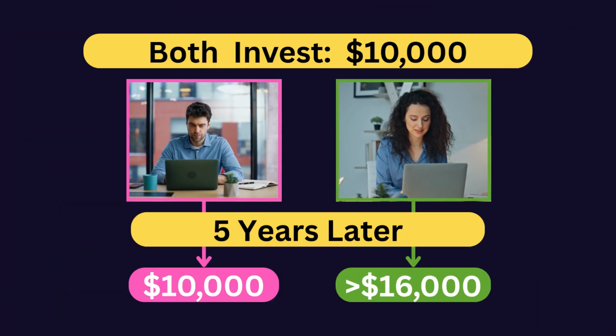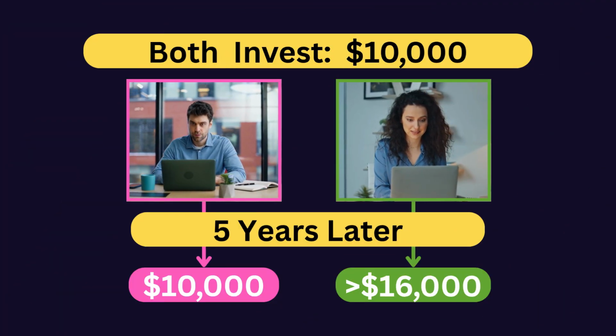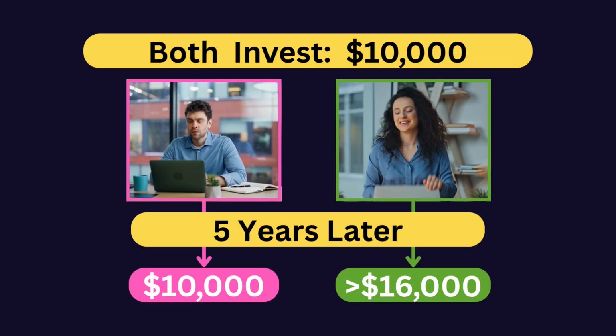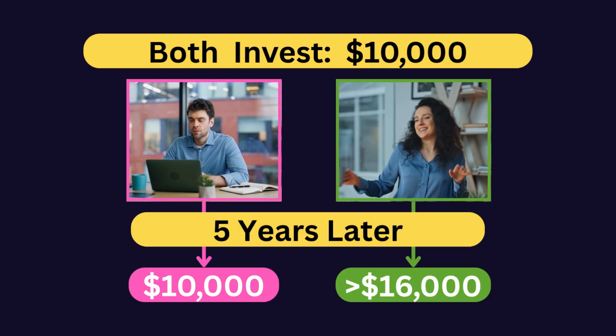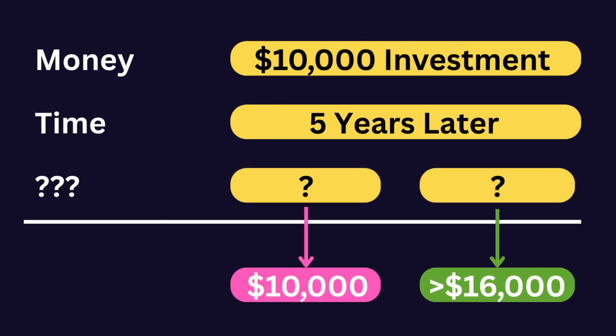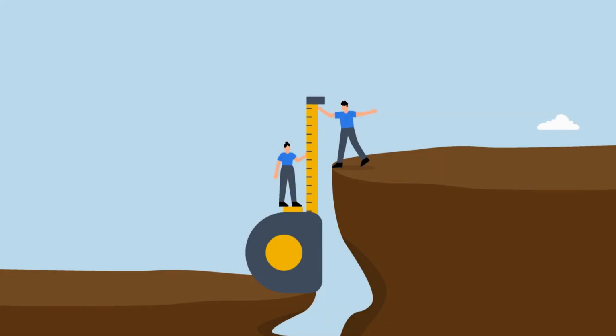What if I told you that two graduate students both invest $10,000, and 5 years later, one walks away with $10,000, while the other quietly ends up with over $16,000 without adding a single extra dollar? Same money, same time, completely different outcome. So what creates that gap, and more importantly, how can you control it?